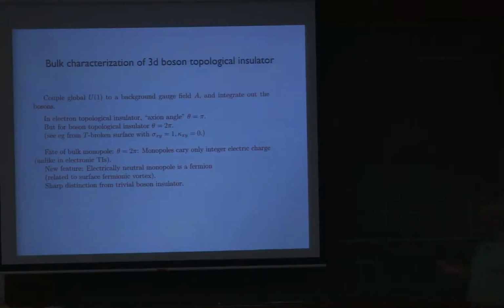And this gives you a sharp bulk distinction from the trivial boson insulator, just like the fractional charge on the monopole did for the electron case. Which is whether the neutral monopole is bosonic or not. Exactly. And this distinction is sharp only in the presence of time reversal. In the absence of time reversal, you can continuously tune theta and change the statistics.